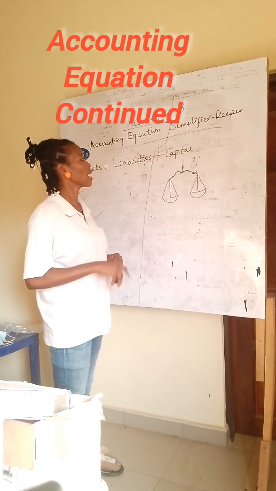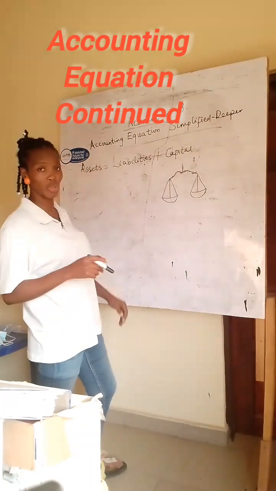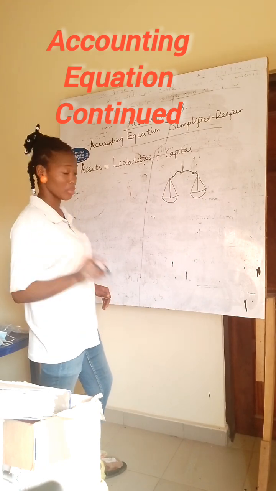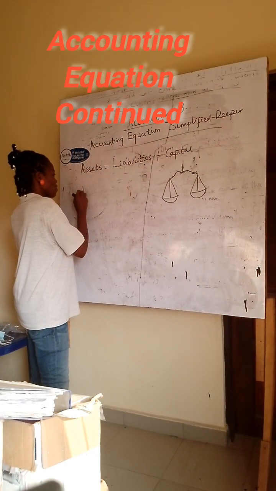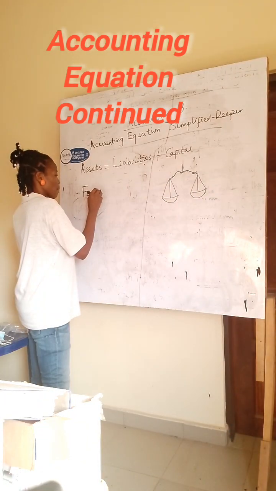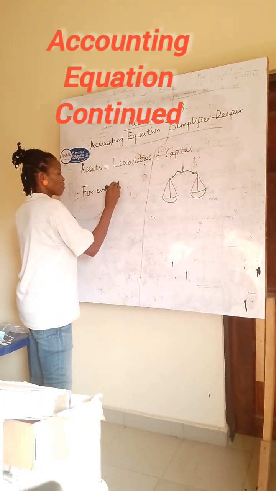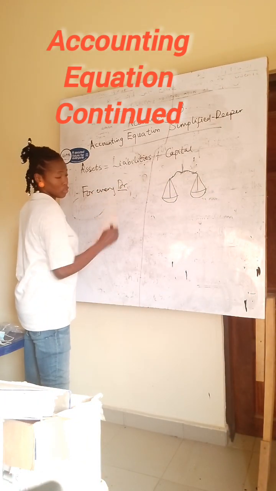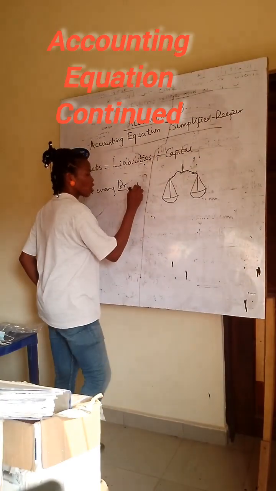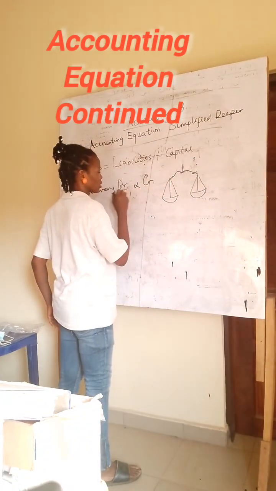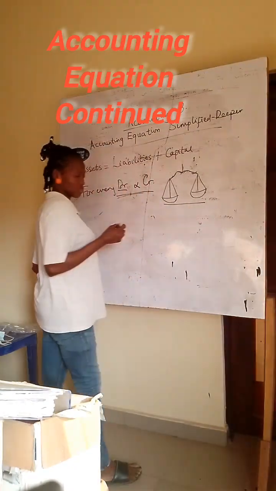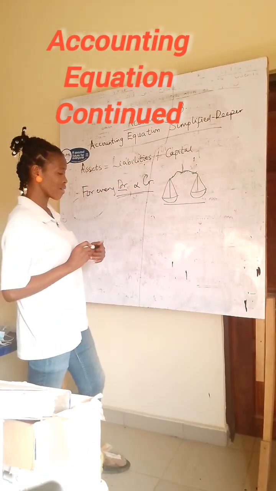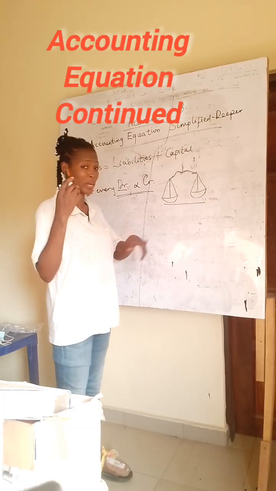Are we together? And this brings us to what I'm going to call the double entry principle. That principle states that for every debit entry, I'm going to use DR for short, there must be a corresponding credit entry. That is what is going to help balance the equation. Are we together? If I'm too fast, please let me know. Let me recap that again.